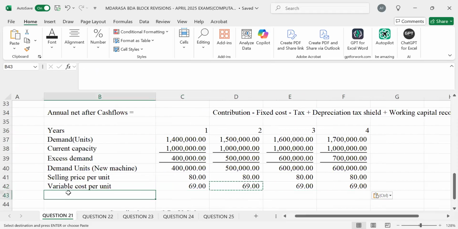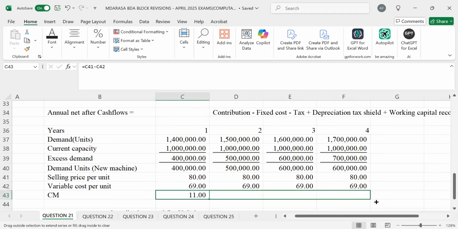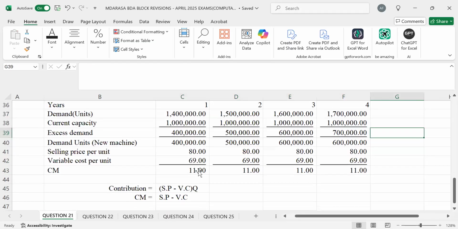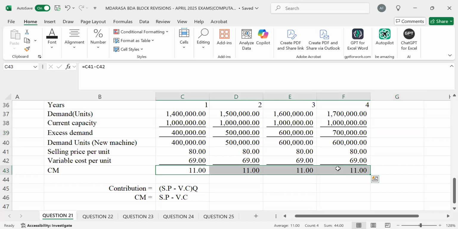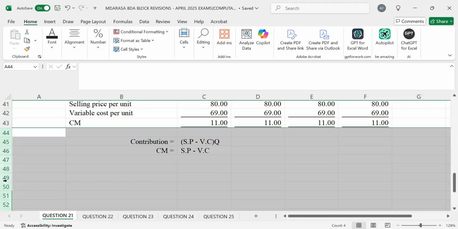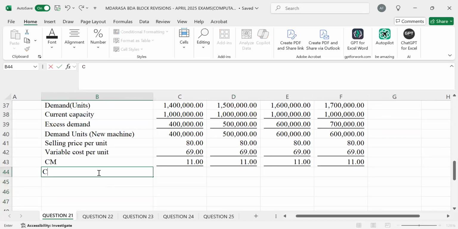So our contribution margin is the selling price minus our variable cost. Once we have determined our contribution margin, our work will be much easier, because we can easily determine our contribution.